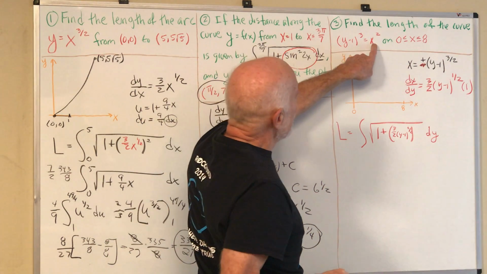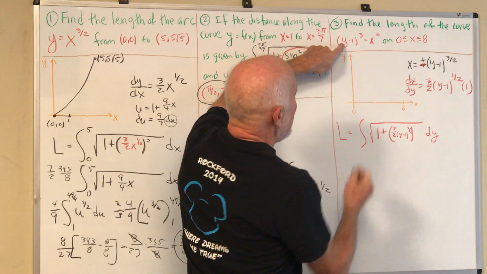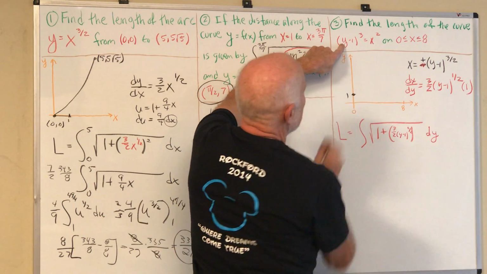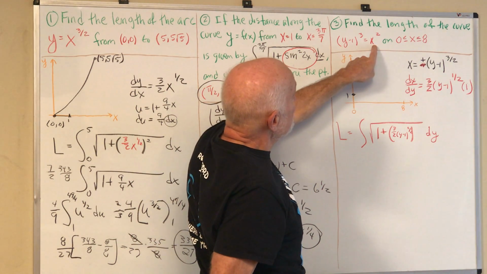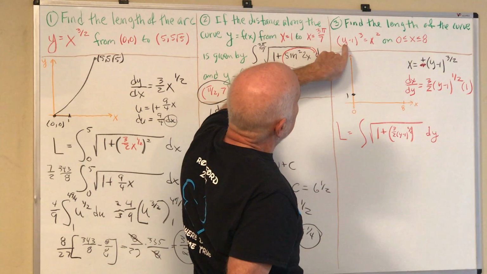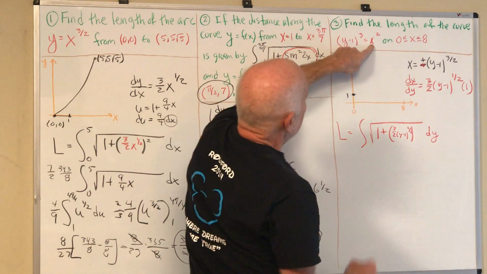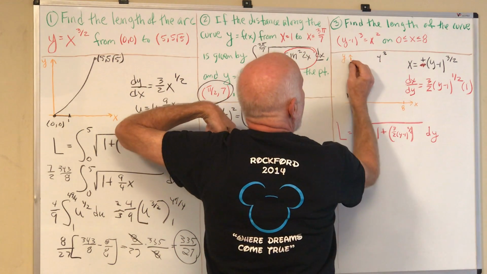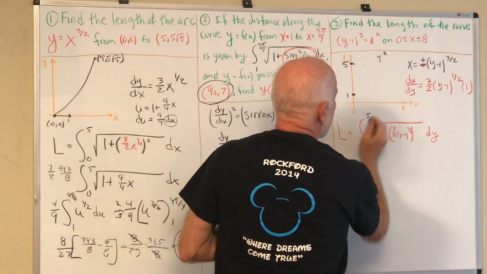I see when x is 0, if (y minus 1) cubed has to be 0, y has to be 1. So where we're starting is when y is 1, and when x is 8, what squared gives you 64? This must be (y minus 1) cubed has to equal 64. So 4 cubed equals 64, y must be 5. So we're going from 1 to 5 in the y direction.